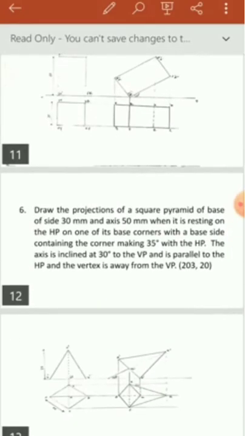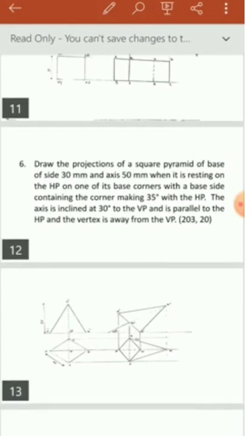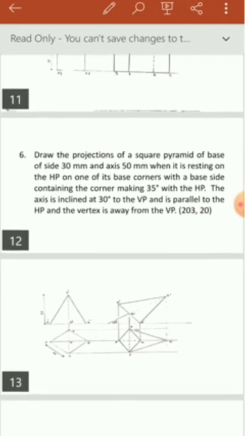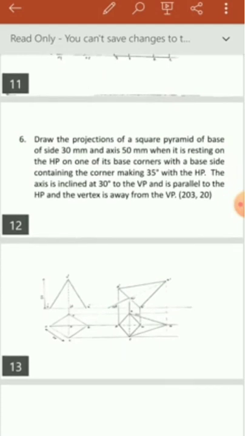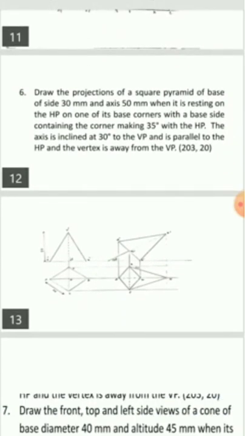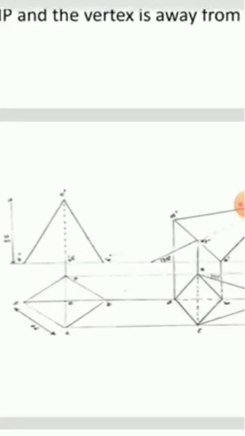Sixth question: draw the projection of a square pyramid of base side 30 mm and axis 50 mm. We are drawing a square pyramid of base side 30 and axis 50 mm. When it is resting on HP, with one of its base corners, the base side containing the corner making 35 degrees to HP, it will look like a rhombus when tilted 35 degrees to HP. Just tilt it and keep it at 35 degrees, and you can see a rhombus.